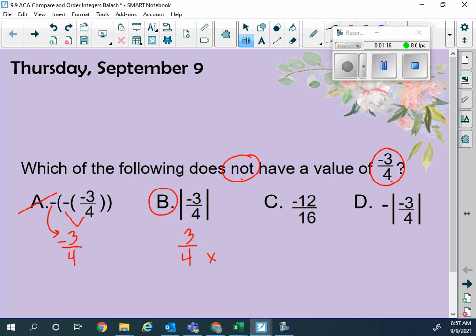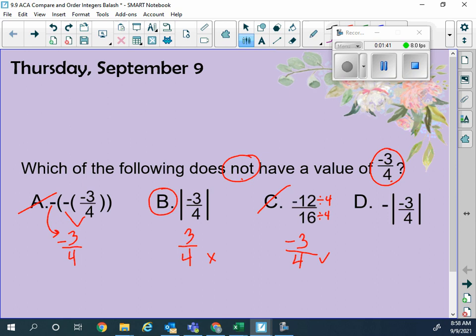What do I do with this? I can simplify. What can I divide both of these by? By 3? I don't think so. Try again. By 4? Negative 12 divided by 4 would be negative 3, and 16 divided by 4 would be 4, and so it is negative 3/4. Because that is negative 3/4, and I'm looking for the not, it can't be that.